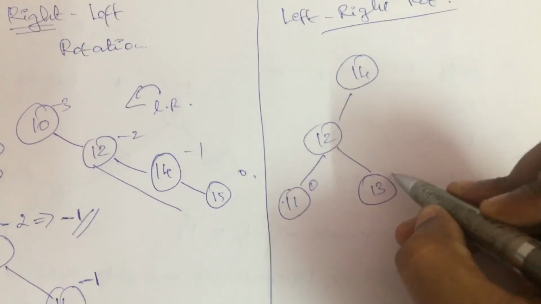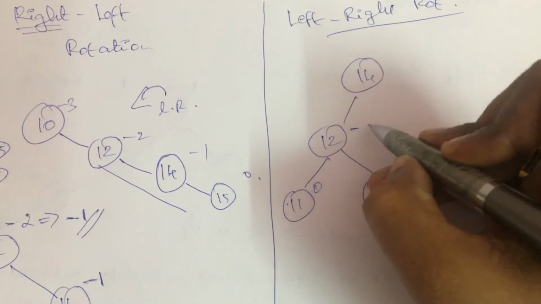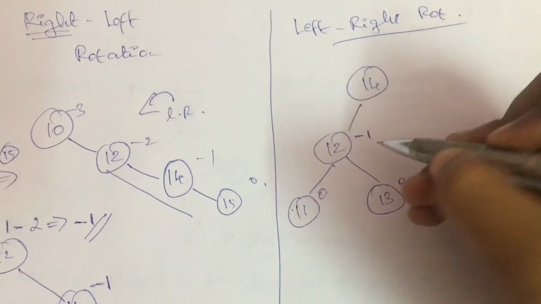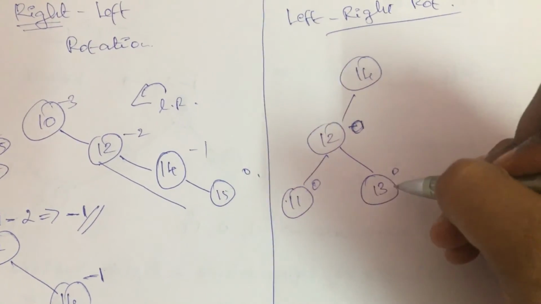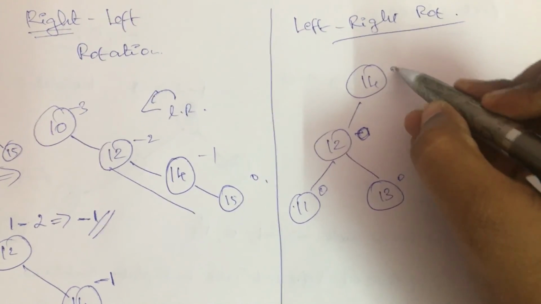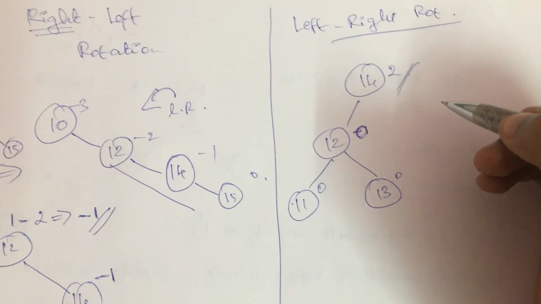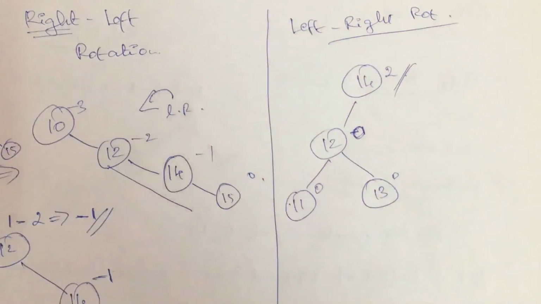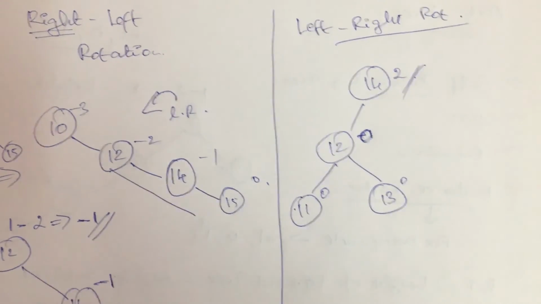Say for example, here the height will be 0, it is going to be 0 itself, because 1 and 1, right? So it is going to be 0, and for 14 it is going to be 2, right? So this cannot be tolerated here, which means I have to do some rotations and then move on with the remaining part.